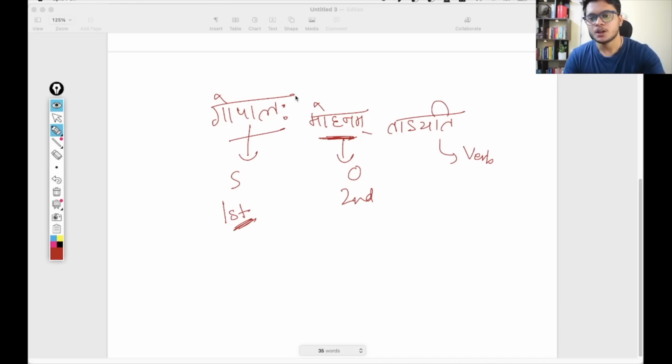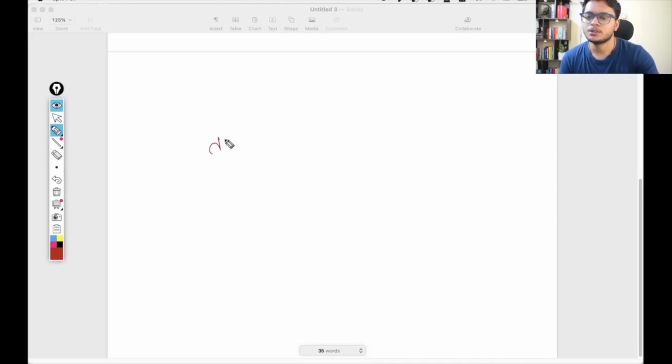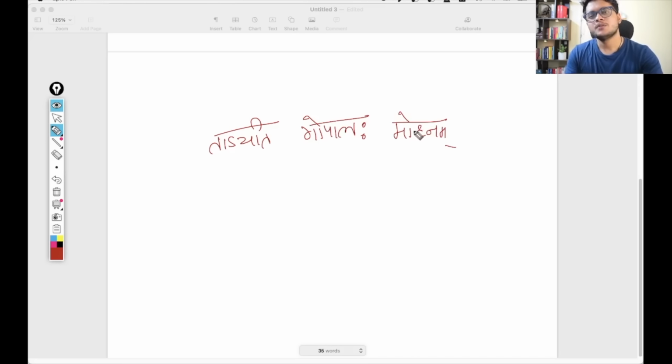Right? Now, even if you switch the order, you can swap these words anyhow and it won't change the meaning this sentence imparts. Why? Because even if I wrote this sentence, Tadyati Gopalaha Mohanam, anyone who knows Sanskrit will know that Tadyati means beats. So someone beats someone. Who beats who? Very easy to identify, because Gopalaha is written as such.